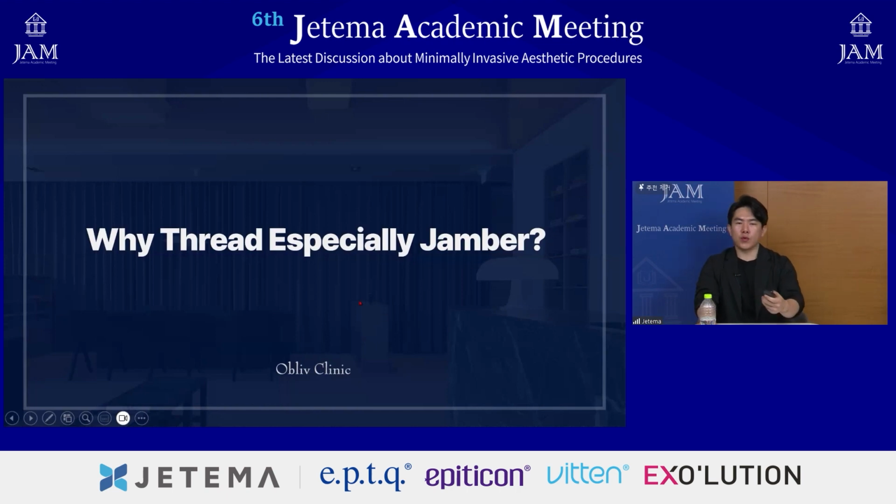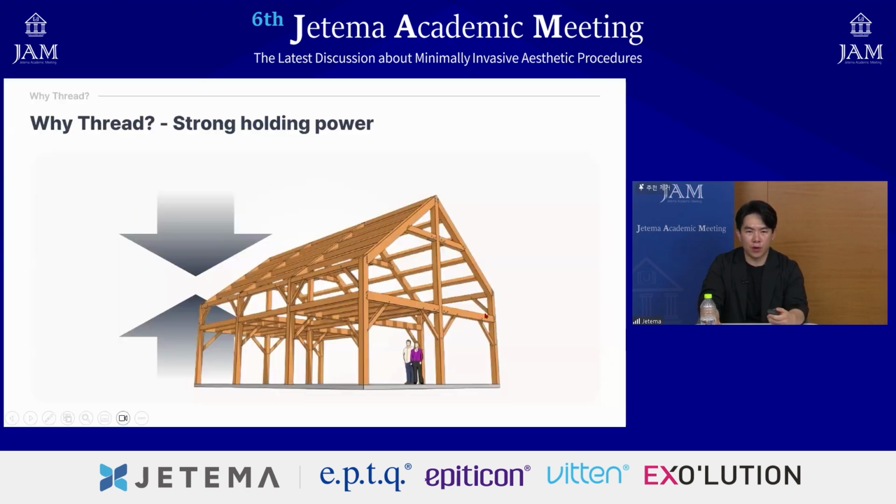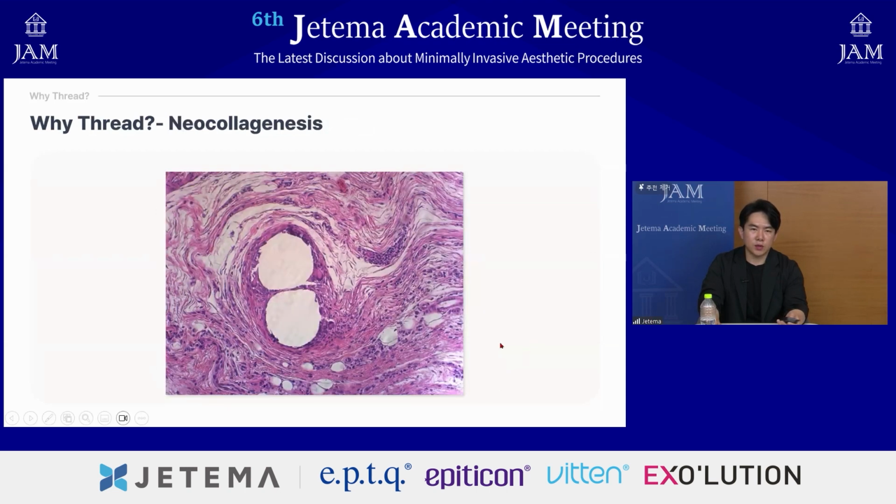So we know that we can use filler for volume augmentation, but why do we have to use a thread, and why does it have to be Jamber? The reason I told you to use 21 or 23 gauge Jamber is that it has strong holding power, so the Jamber can be explained as the wood holding the skin like a roof. And also it can make a lot of new collagen fibers.